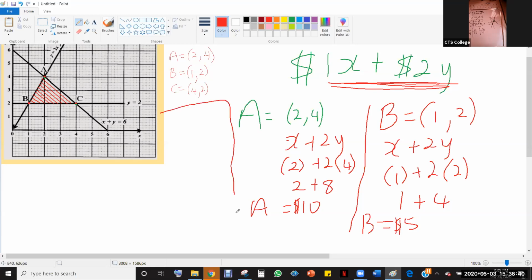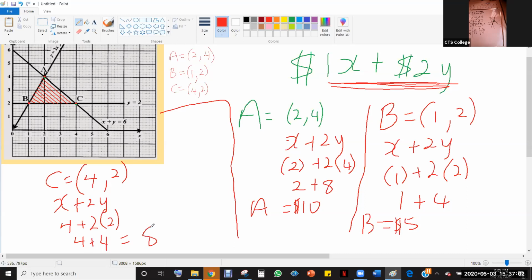Let's look at point C now. C is 4, 2. So our equation is x plus 2y, and x in this case is 4, plus 2 times y, which is 2. So 4 plus 4, which is $8. So of course that's C, right? Yeah?